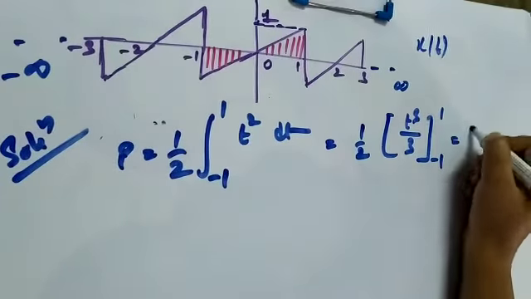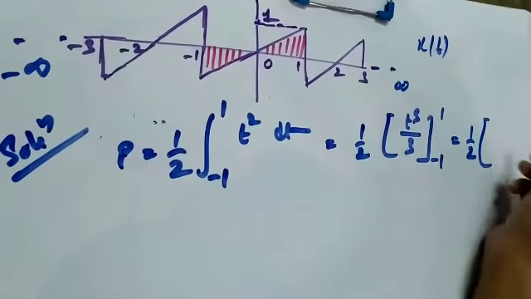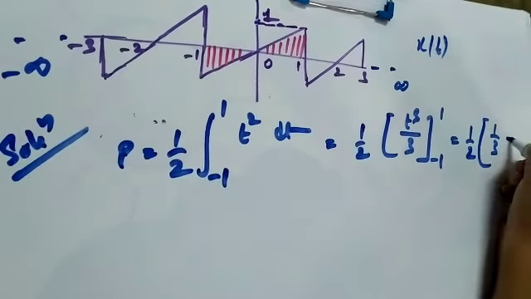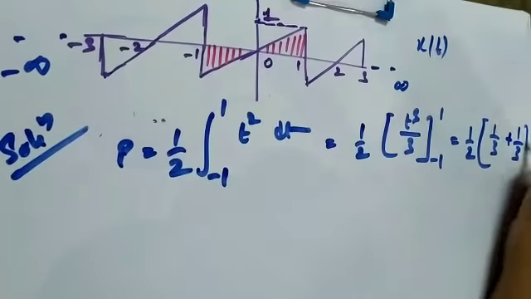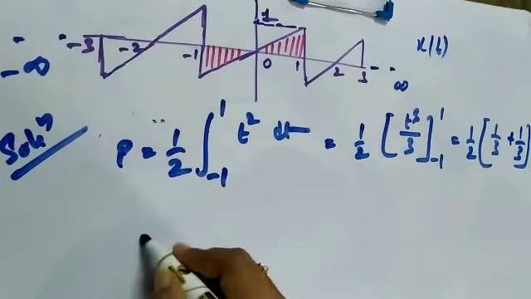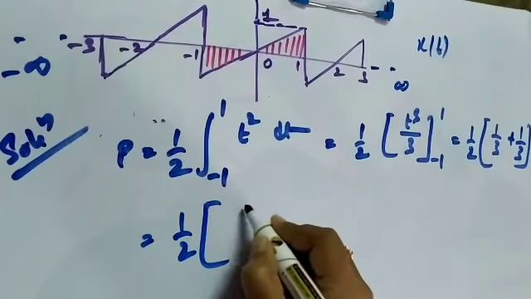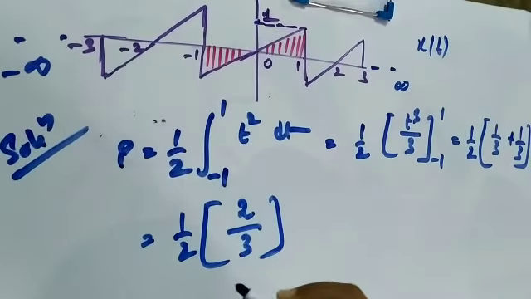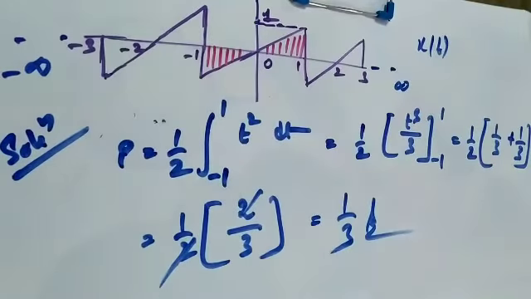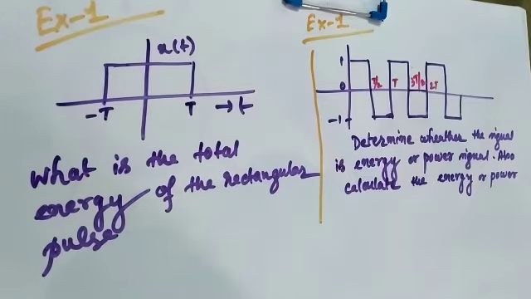Now just put the values of t. It becomes 1/3 minus of minus 1/3, that is 2/3. So it will be 2/3 divided by 2, the 2 will be cancelled, so our final answer will be 1 by 3. So the average power for this signal is 1 by 3. As the value is finite and non-zero, hence the signal is a power signal.